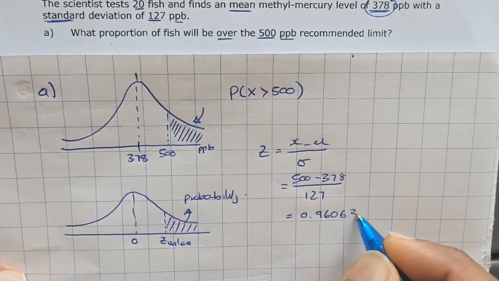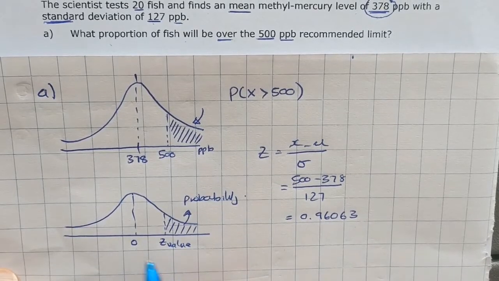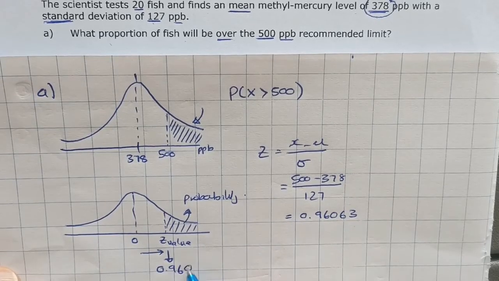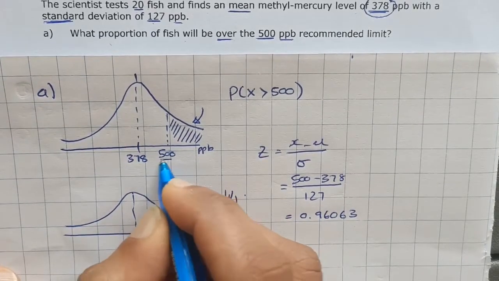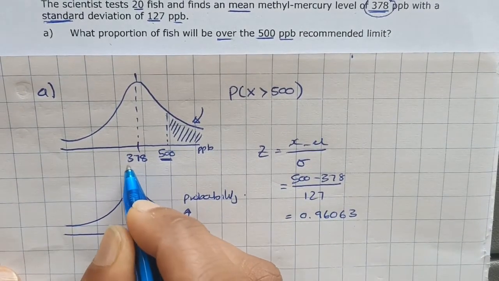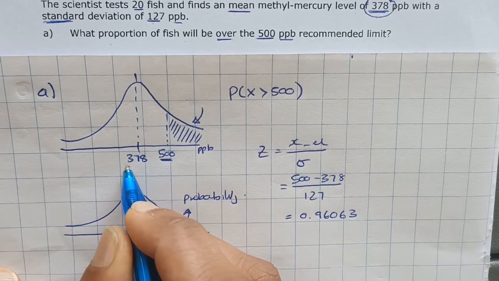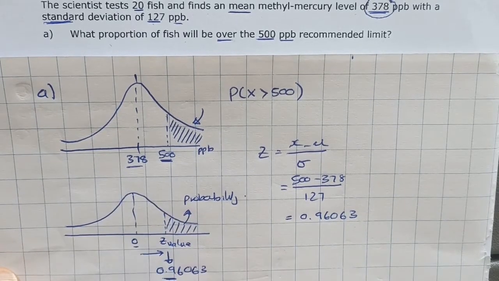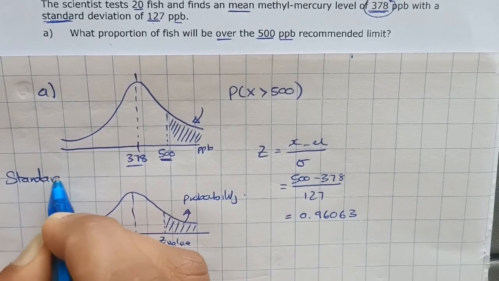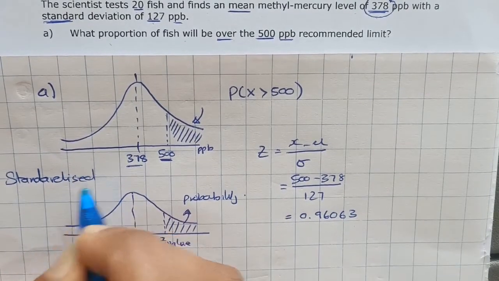You can see that it's on the right hand side of 0. So this value over here is 0.96. We have basically standardized, we've converted the 500 into 0.96 relative to if we had to change the mean from 378 to 0. This is called standardizing, right? So this is the standardized normal distribution.